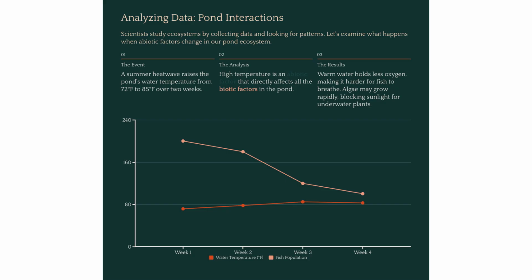A sudden heat wave is a change in an abiotic factor, the temperature. Our data shows that as the water temperature rises, the fish population starts to decline. We can analyze this and explain that the high temperature made it difficult for the fish to get enough oxygen from the water, which led to their decline. This shows a direct link between a non-living factor and a living one.